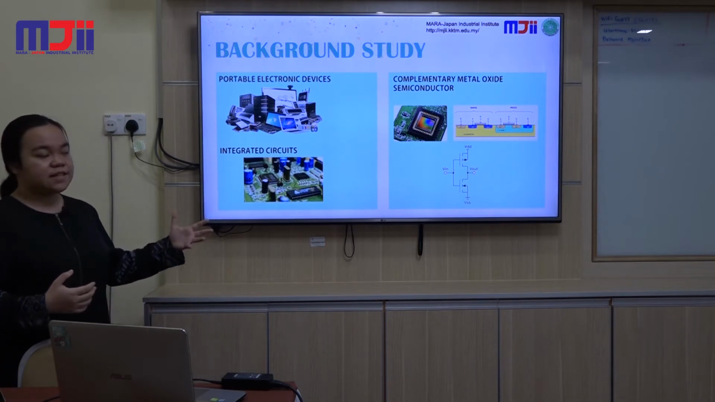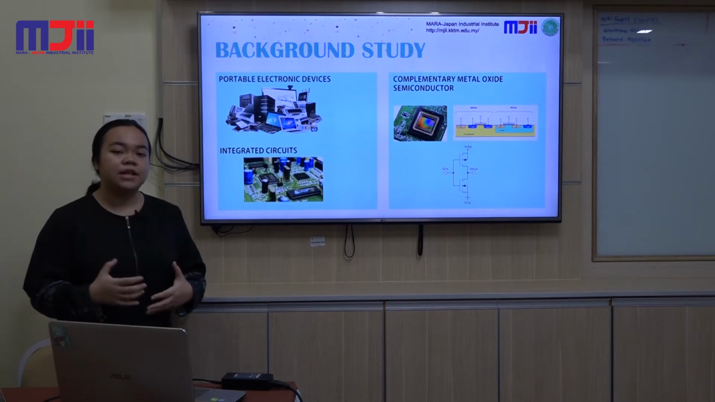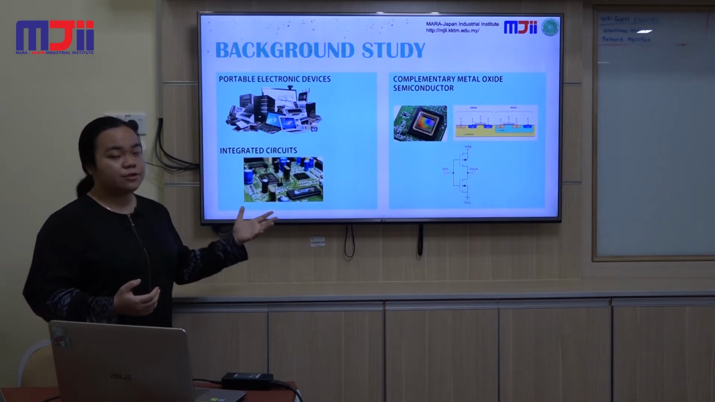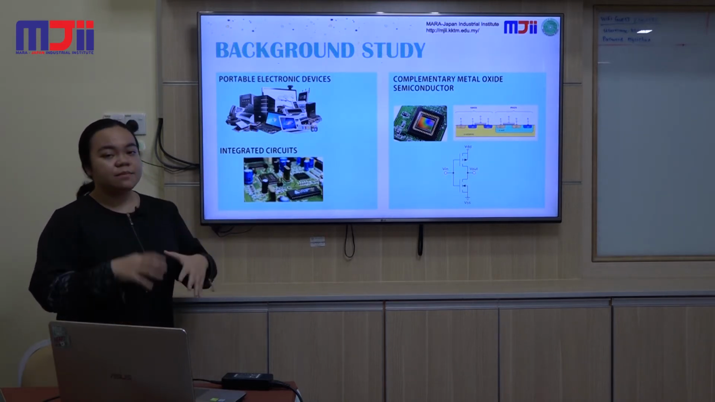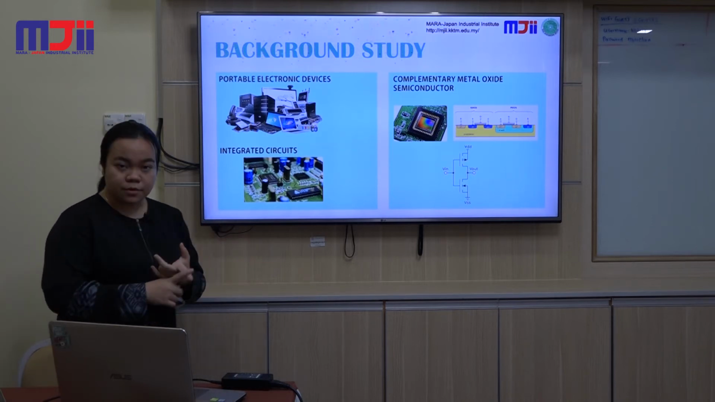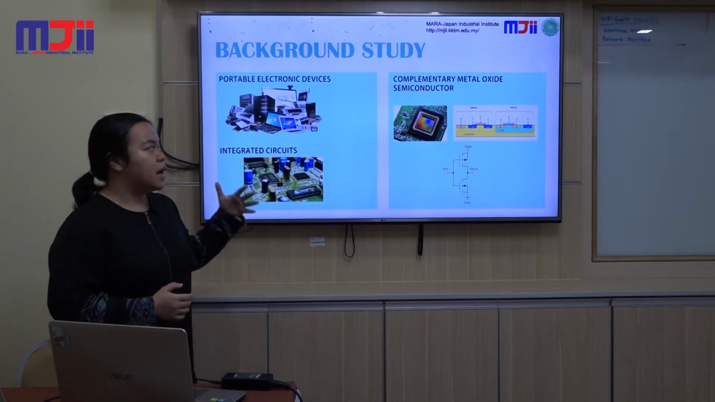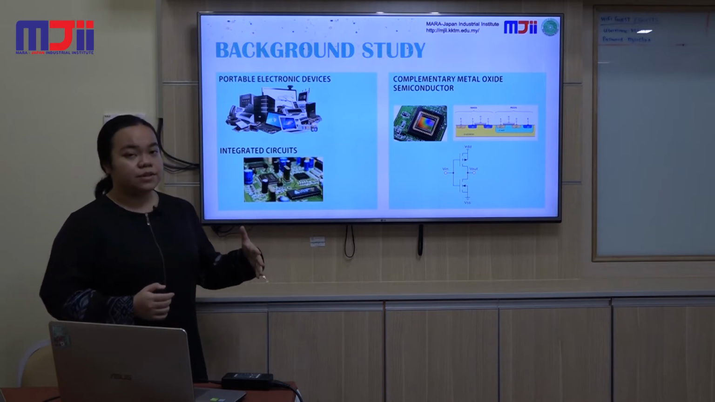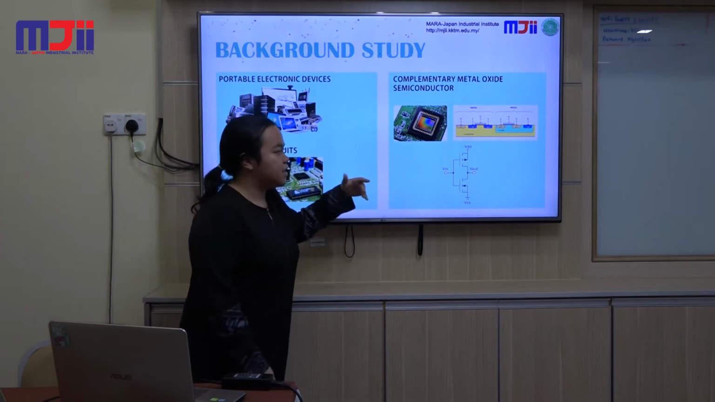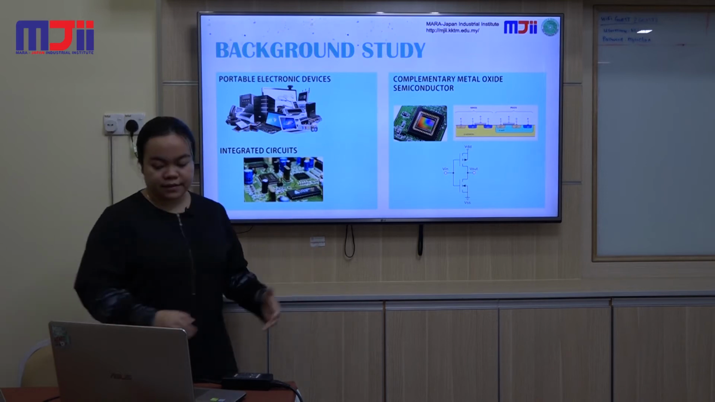These electronic devices contain integrated circuits, also known as IC. The most commonly used form of IC is the CMOS, which stands for complementary metal oxide semiconductor. A CMOS consists of the combination of two types of transistor, the NMOS and the PMOS. NMOS stands for N-type metal oxide semiconductor, and PMOS stands for P-type metal oxide semiconductor. Here is the schematic diagram, or the most basic structure, of a CMOS inverter.